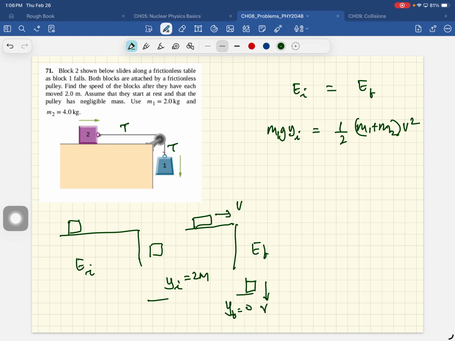Find the speed of the block. So V is the square root of 2 m1 g y initial divided by m1 plus m2.